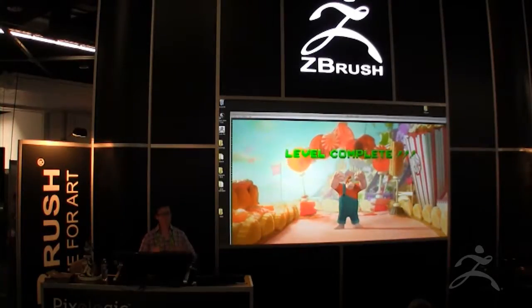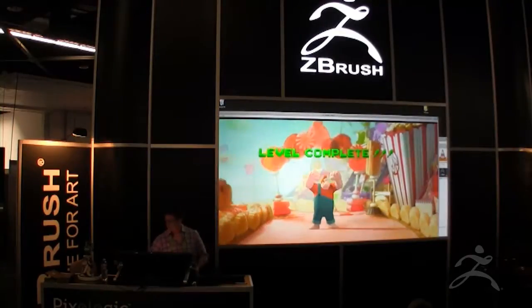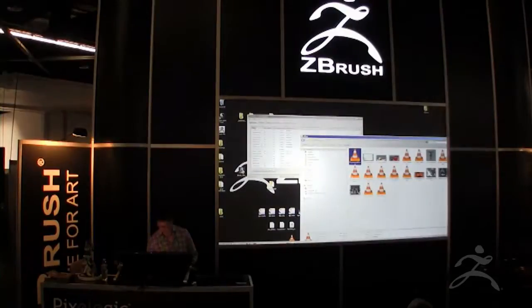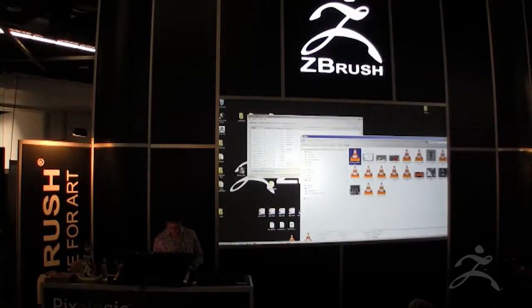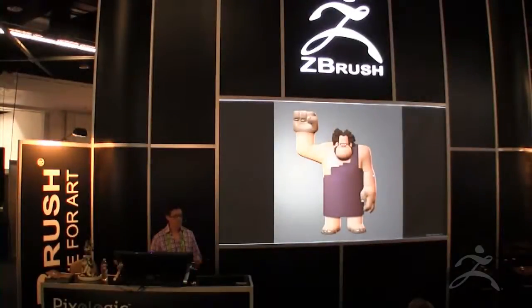Just to start exploring the character, to see how this guy is going to move. And that's extremely important when you're creating projects for a feature film, right? That is what the end goal is, to see this thing animated.